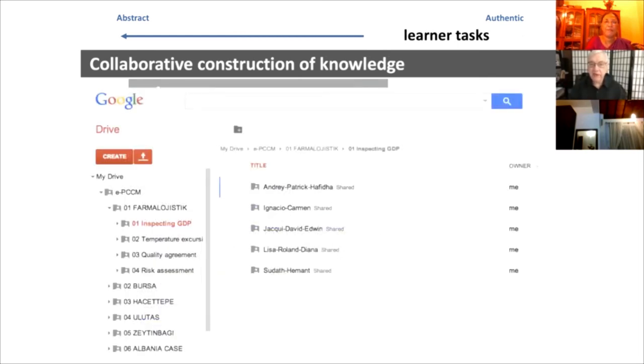And their tasks were authentic tasks, and we used lots of things like Google Drive and other types of resources to enable them to collaboratively solve simulated problems the first 7 weeks, and then a real world problem the last 5 weeks.